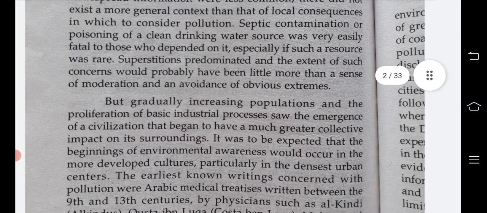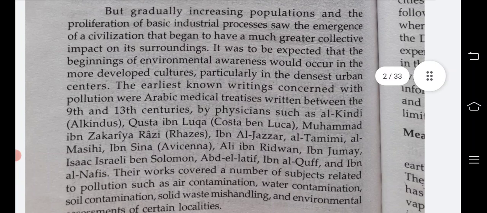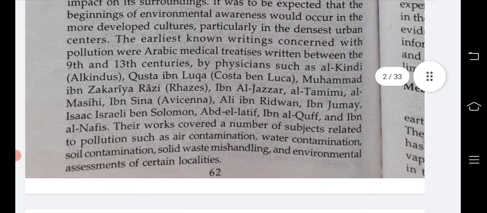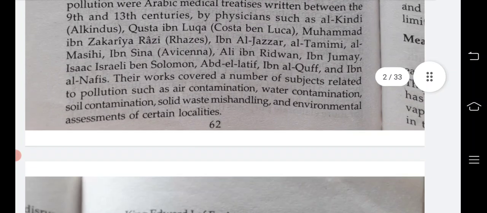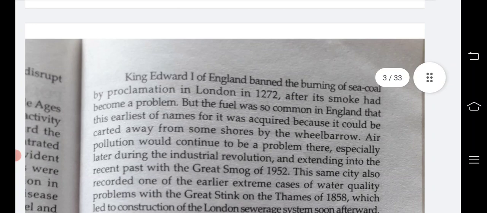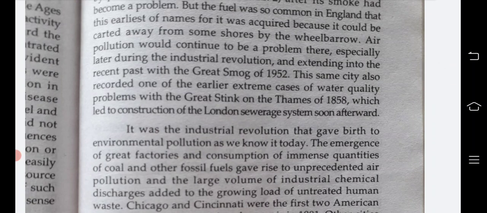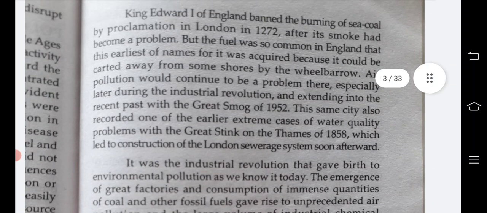But gradually, when the population increases and industries increase, there is a greater impact of the pollution happening. The earliest known writings, many writers have written about this. Just go through all this literature that has come against air pollution. King Edward I of England banned the burning of sea coal by proclamation in London in 1272. Smog, the Great Smog of 1950.